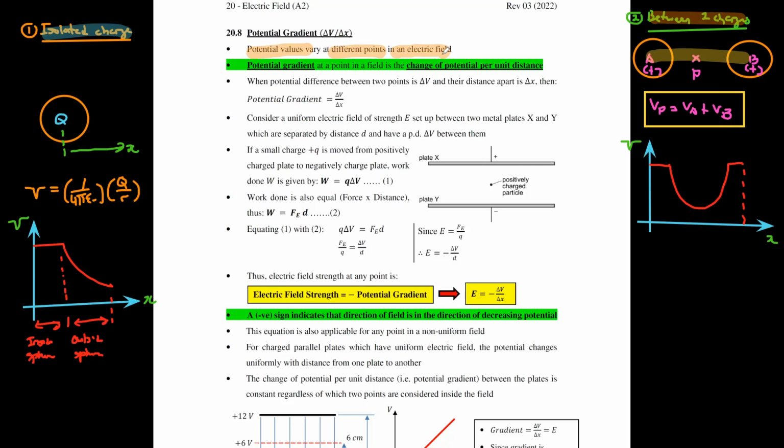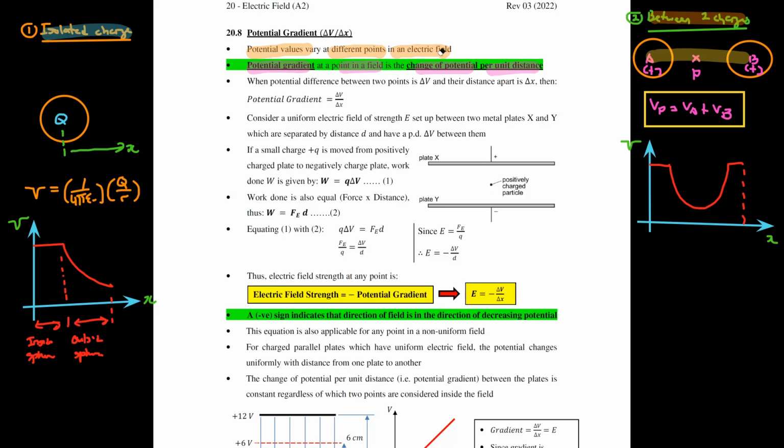Now, from those variations of potentials inside your electric field, you could actually deduce the electric field strength at that particular point. To do that, you have to make use of a certain quantity called potential gradient. Potential gradient at a point in a field is actually the change in potential per unit distance. This quantity will allow you to find out the field strength at a particular point. So how do you go about doing that?